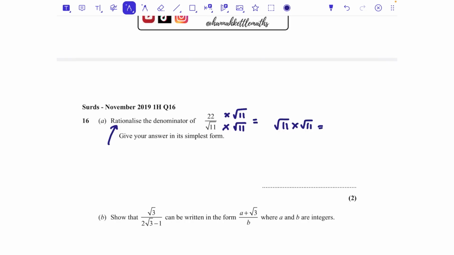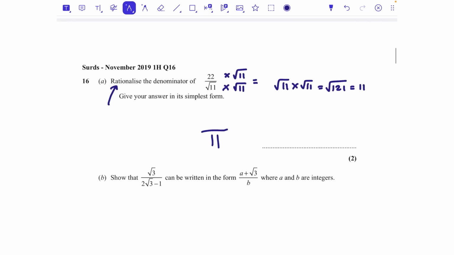is root 121, which is just 11. So when you multiply a surd by itself, it just becomes the number. So we've got 11 on our denominator, and then for the numerator, we're doing 22 times root 11, and that's just 22 root 11. And now we've got a fraction, and we need to think, have we got anything in common? And yeah, we can divide the top by 11, and we can divide the bottom by 11, and that's going to be 2 root 11, and now it's rationalised. You might still be left with a fraction when you do that, and that's okay as long as there's no longer a surd on the bottom of a fraction. So that's that one done. That's just 2 root 11.